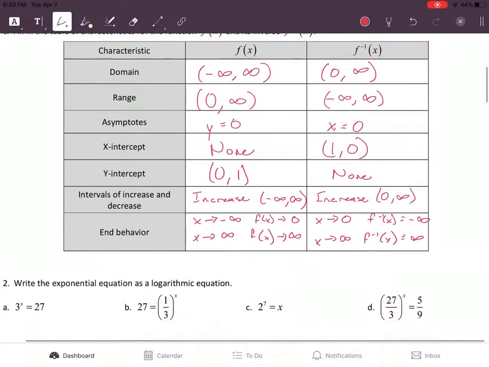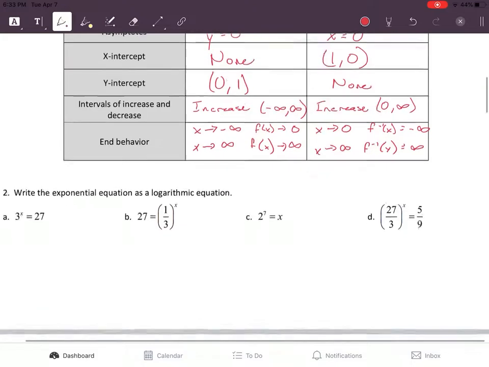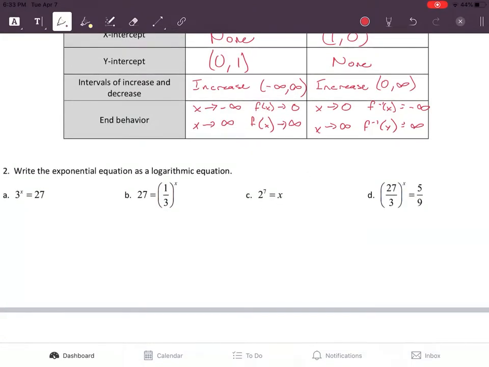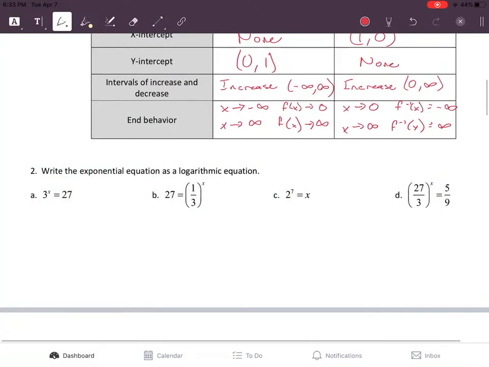Okay. Now let's do some practice with changing exponential equations to logarithmic equations. Okay, there are some patterns you can discern from these. The first is that the base of the function is always going to be the base of your log, and the exponent of your function is always going to be your answer, in a sense. It's going to be what the log equals.